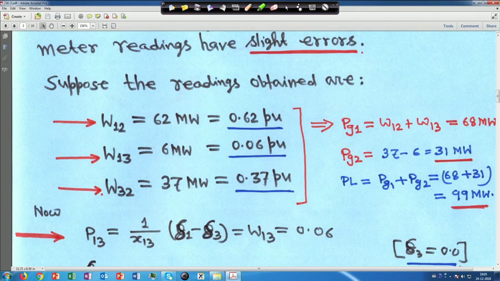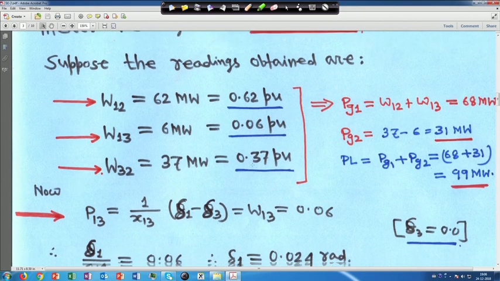In that case, Pg1 will be W12 plus W13. You can go back to figure 1 and simply add these two readings, W12 and W13, or better, go to figure 2 where I have marked the meters. So, this is actually 68 megawatt. Then Pg2 will be 37 minus 6, so 31 megawatt, right, and PL will be Pg1 plus Pg2, so it will become 99 megawatt. Bus 3 is a slack bus, so here delta 3 is equal to 0.0, right.